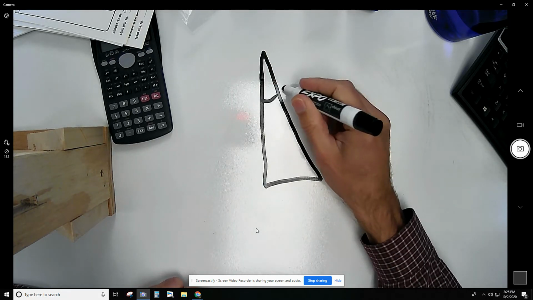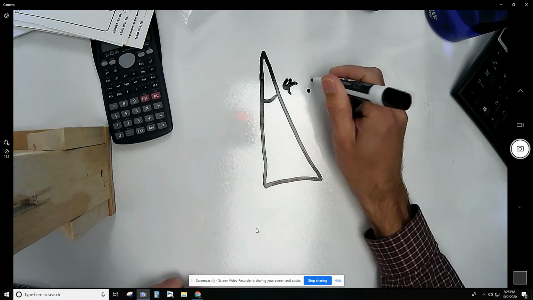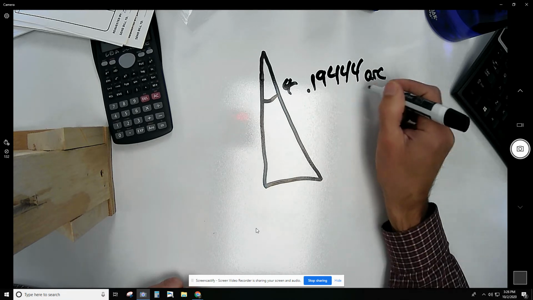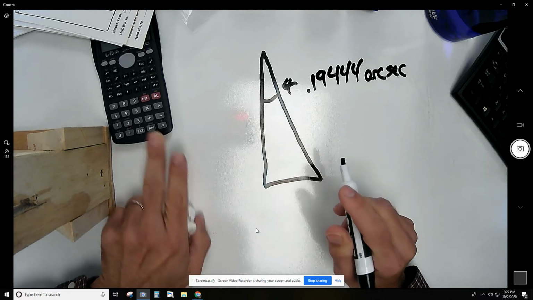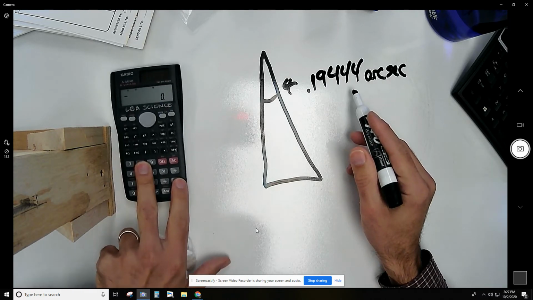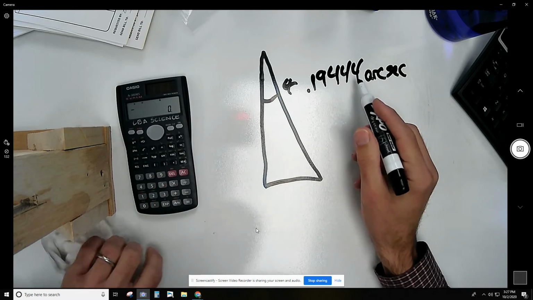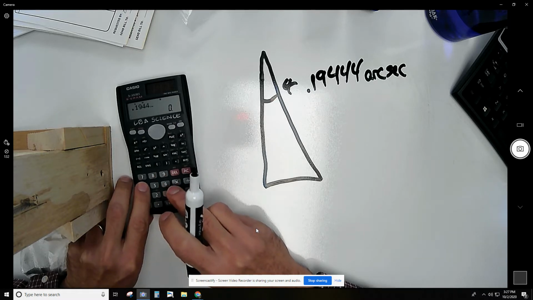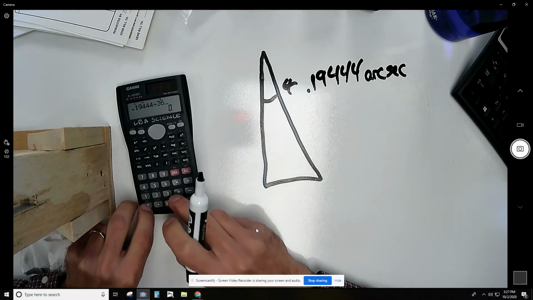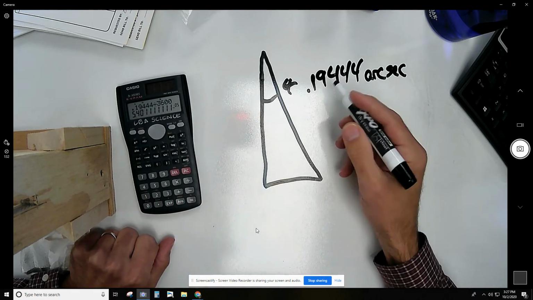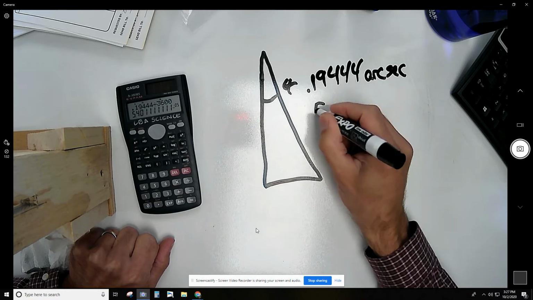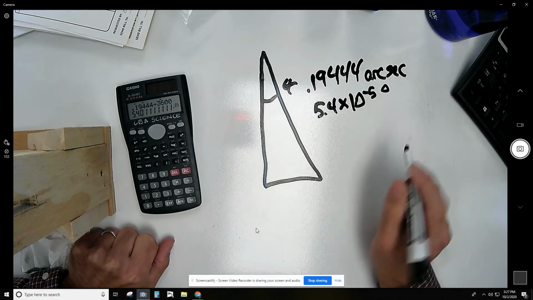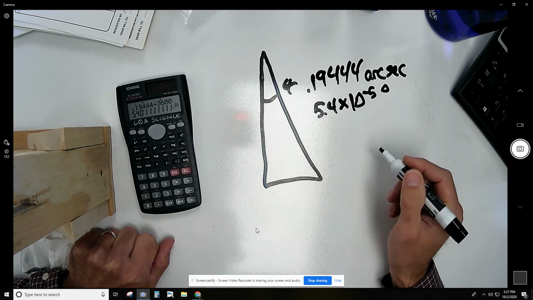And if you remember, it says that the parallax angle is 0.19444 arc seconds. So the first thing I'm going to do is change this into actual degrees. And to do that, all you really have to do is divide it by 3,600. So 0.19444 divided by 3,600 gives you our very tiny little degree measurement. It is 5.4, I'm just going to write this down, times 10 to the negative 5 degrees. Okay, that's how small that angle is in reality.